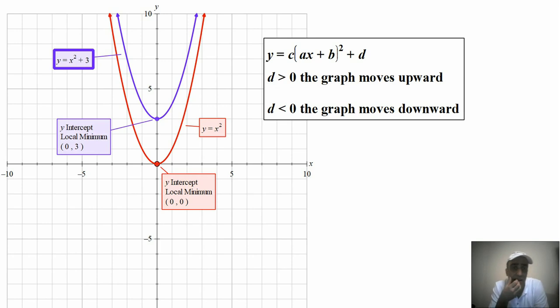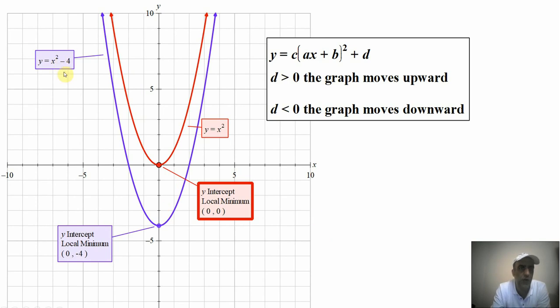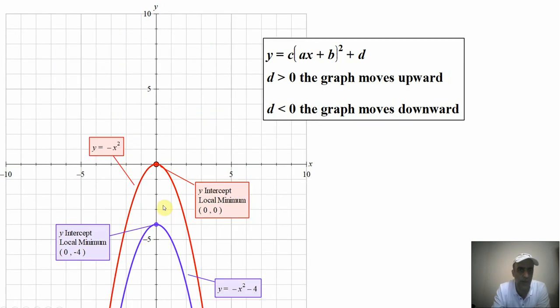As you see in the second example, we will see y equals x power 2 minus 4, and as you see here d is minus 4, and the graph moves downward. Okay, for example, in the other example we have y equals minus x power 2, and in the second example we have minus x power 2 minus 4. Minus 4 is d, and because d is minus 4, it will be downward.